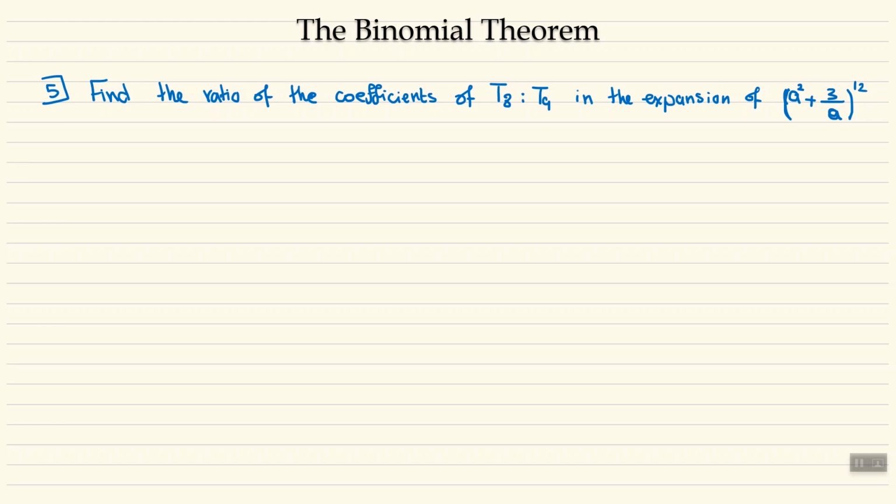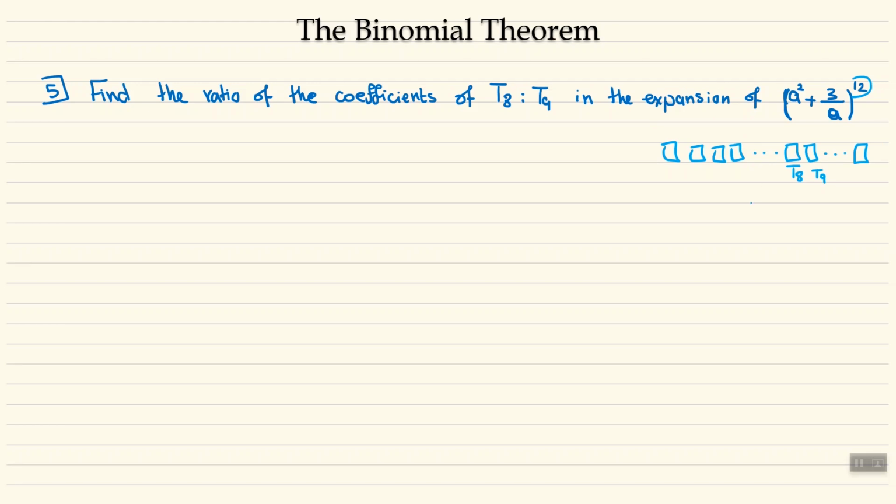Okay guys, so let's understand the question first. Look at this. The power is 12, right? And if the power is 12, it means we have 13 terms. So T1, T2, T3, T4, T5, T6, T7, T8, T9, T10, T11, T12, T13. 13 terms. Now we don't care about all of these terms. We care about T8 and T9.